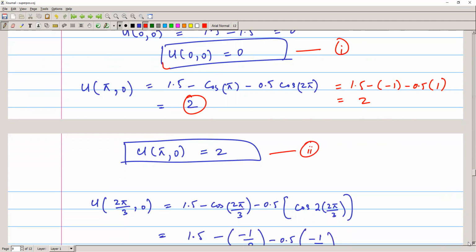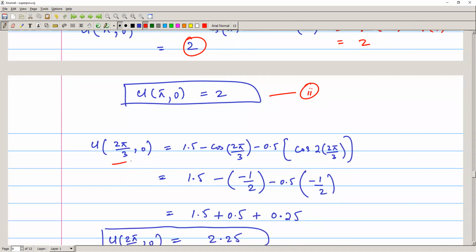Now we will check for 2 pi over 3. So u of 2 pi over 3 equals 1.5 minus cosine 2 pi over 3 minus 0.5 times cosine 2 times 2 pi over 3. So this will be cosine 4 pi over 3, right? Which equals -1 over 2.